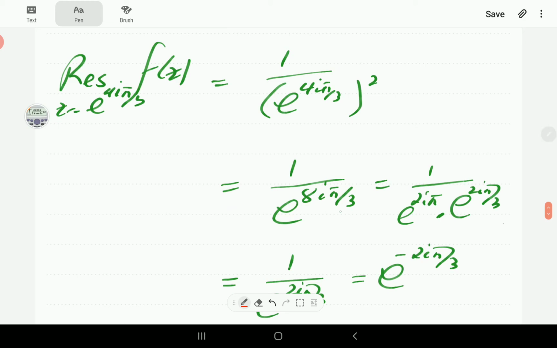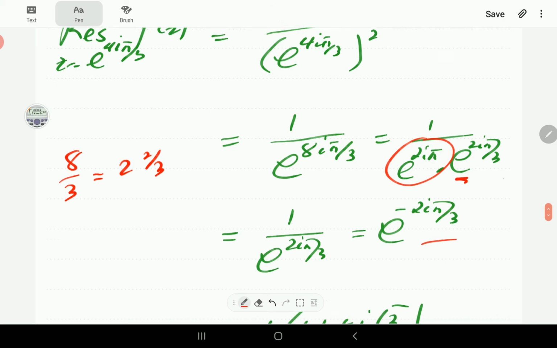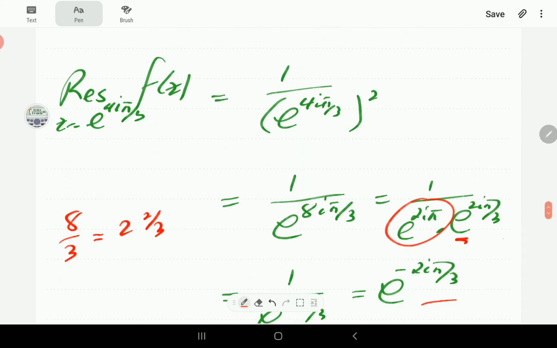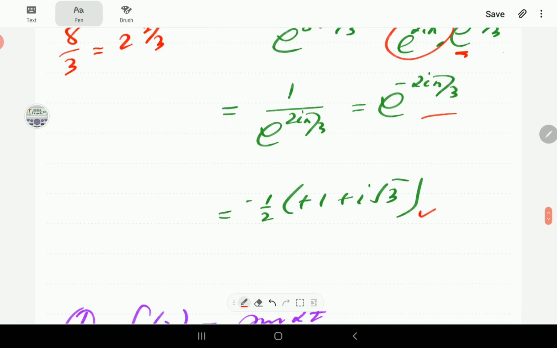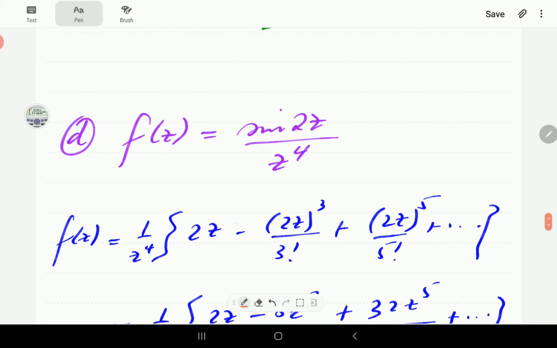Do the same thing with this one. The denominator gives us 8 e to the 8i pi on 3. Now 8 on 3 is 2 and 2/3. So this one is 1. And then this one, if we bring it to the numerator, it looks like that. And so it's going to be that in terms of a plus ib.